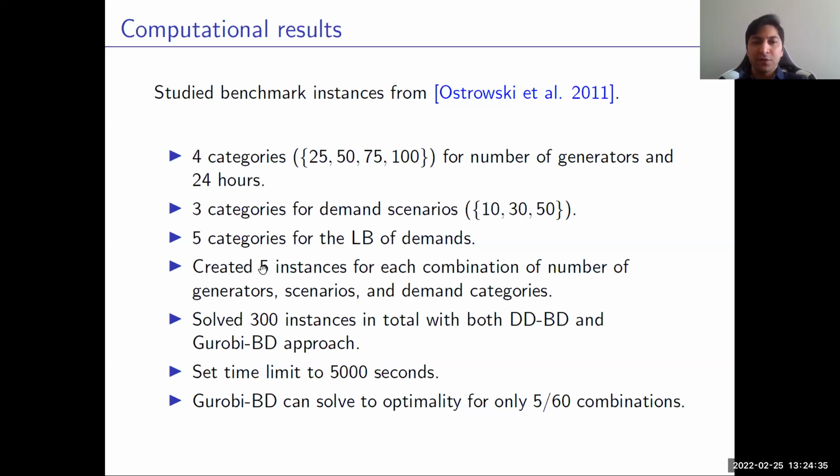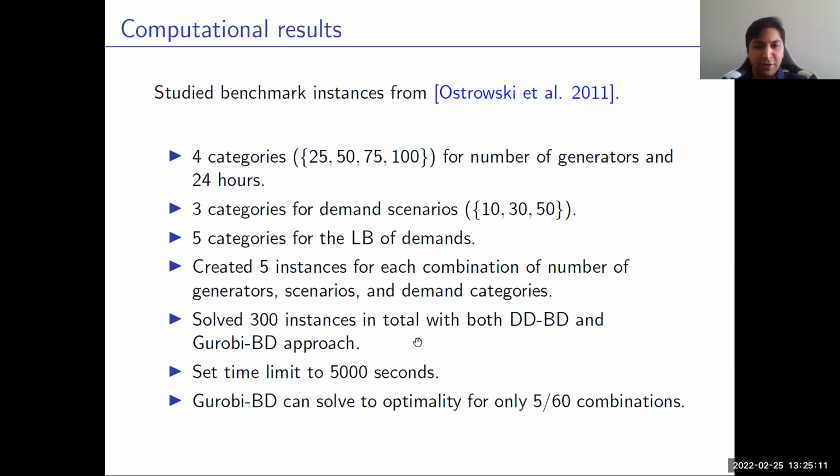For each one of them, we solve 5 instances with both DDBD and the Gurobi approach, which we refer to as Gurobi-BD. We set the time limit to 5,000 seconds. And in terms of the computational results, it turns out that the Gurobi approach can only solve 5 out of 60 of the size categories in 5,000 seconds. So it cannot solve any of the other 55 combinations, whereas the DDBD approach can solve all of these instances in less than 5,000 seconds.